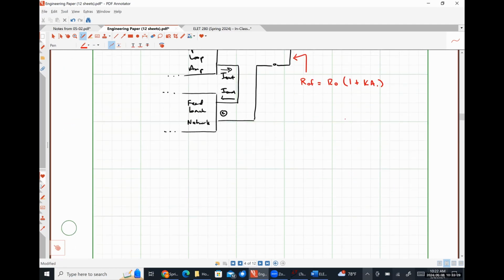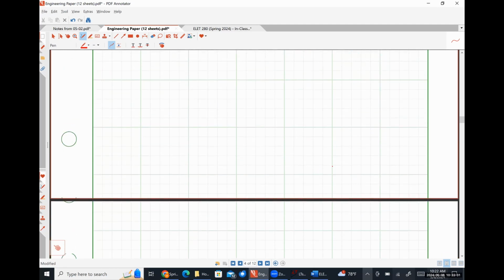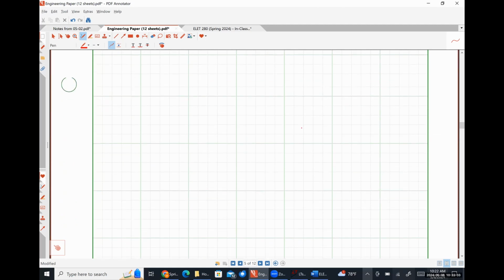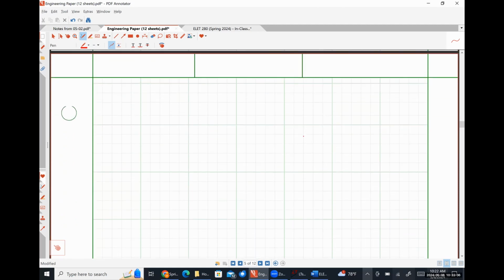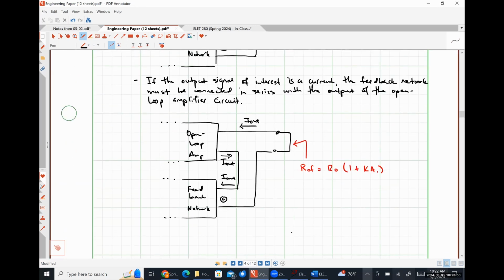I'm going to start this on a second page so that there's enough room. And do I need to scroll back up for you guys? Right here, okay.